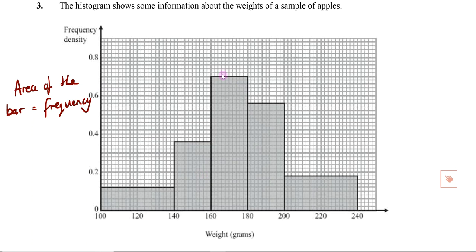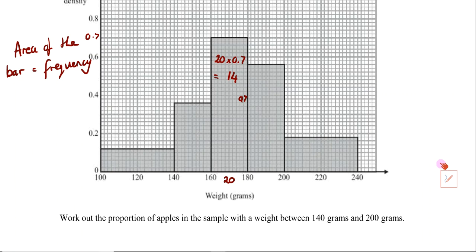So, for instance, this bar here has a width of 20, the class interval is 20, and the height of the bar is 0.7. So my area is 20 times 0.7, which is... what's the answer? 14. How do you get that calculation? Times by 10 and then times by 2. That's the same as times by 20.